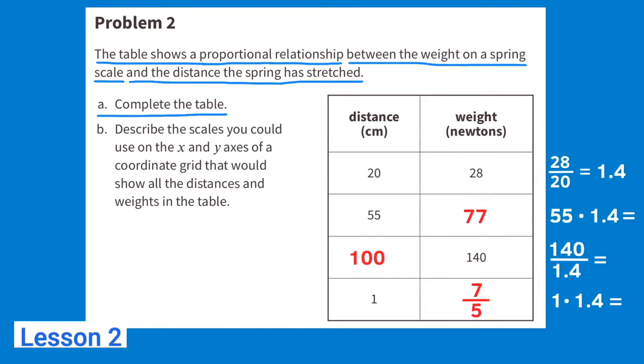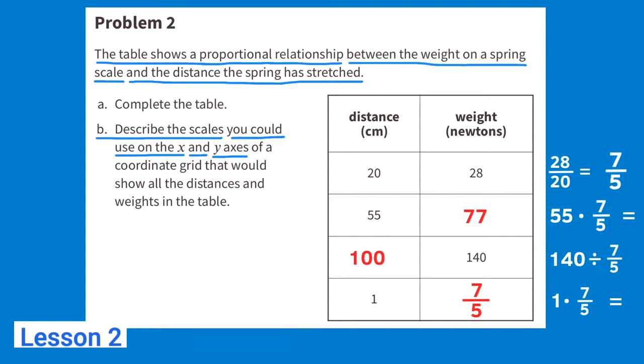So 7/5 would work. In fact, 20 over 28, 55 over 77, 140 over 100, and 7 over 5 all equal 7/5. That's what makes their relationships proportional. The weight in newtons is 7/5 times greater than the distance in centimeters. B.